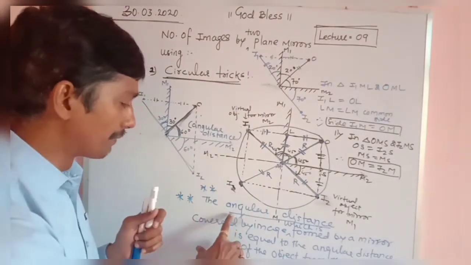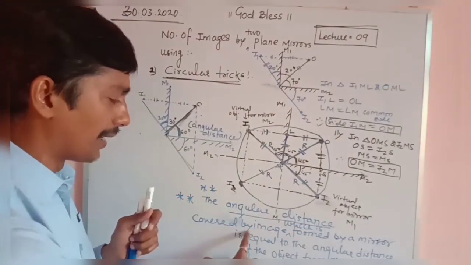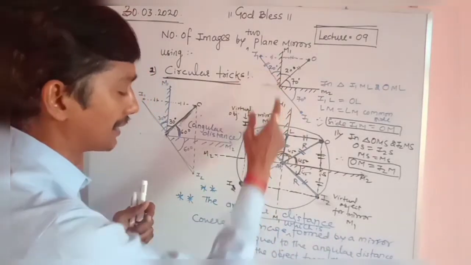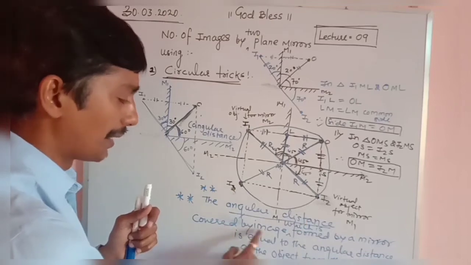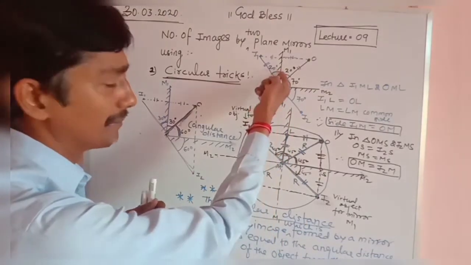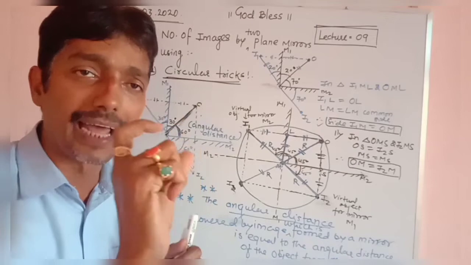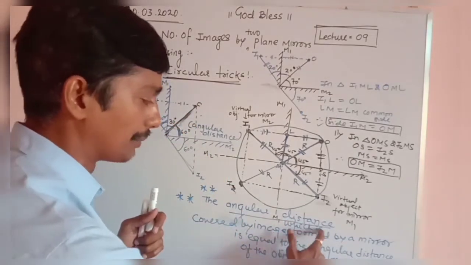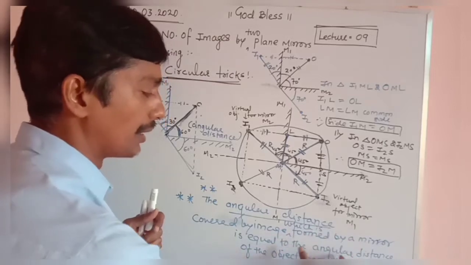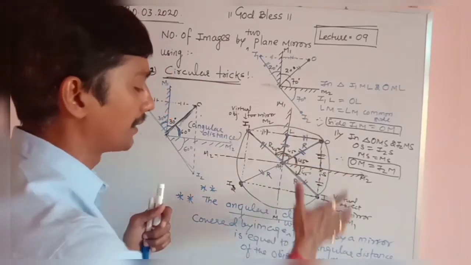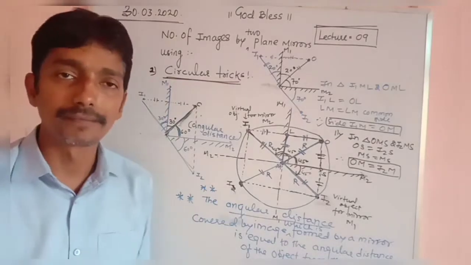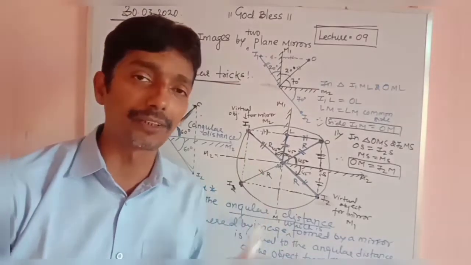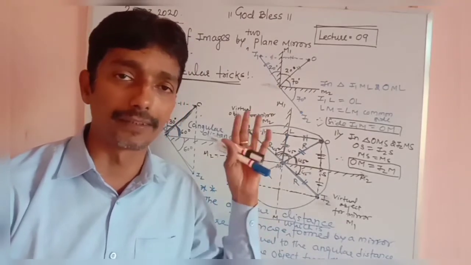So what is the meaning of this? The angular distance covered by the image which is formed by a mirror, this is the angular distance. What is 20 degree? It is an angle, the angular distance. So the angular distance covered by the image which is formed by a mirror is equal to the angular distance of the object from the mirror. Right? So please note it down, and then I will take up the crisscross method, which is a modification of this circular trick method.